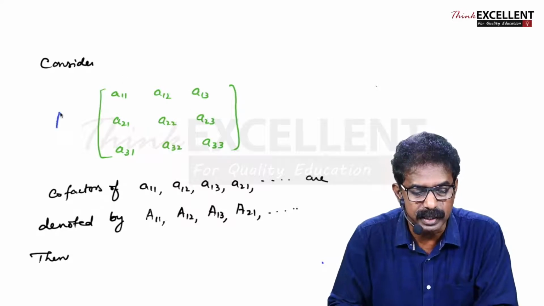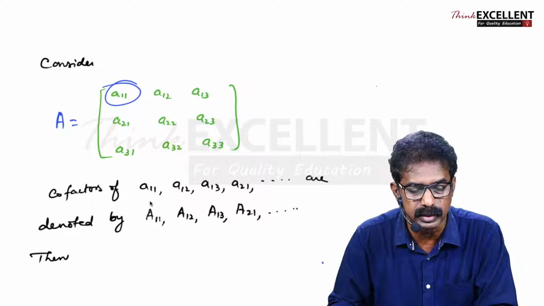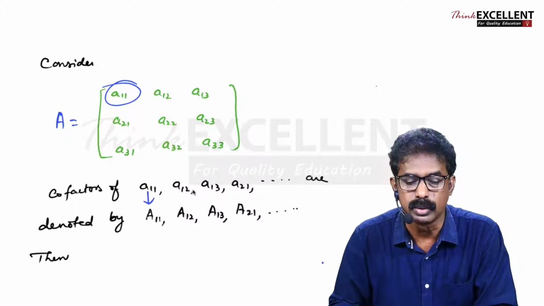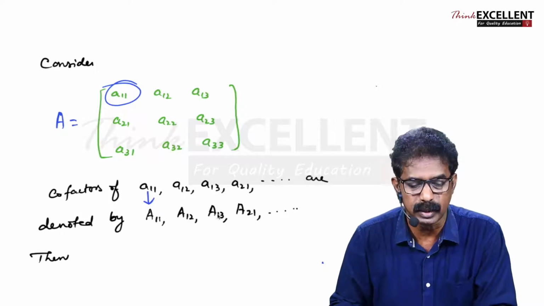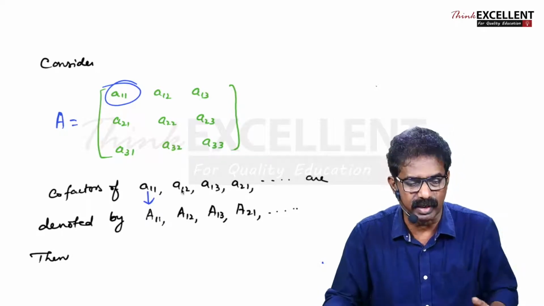So this is a matrix. A is a matrix given. The cofactor of the first element, A11, we denote it as capital A11. A12, the cofactor is capital A12. A13, the cofactor is capital A13. So for every element, you know the cofactors.